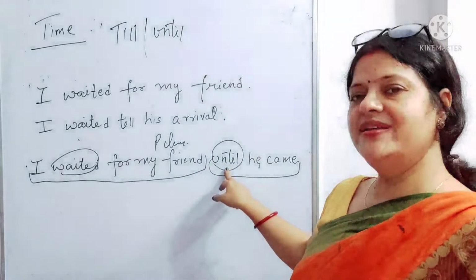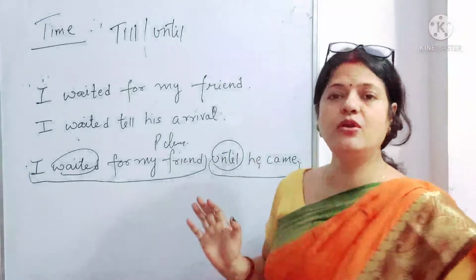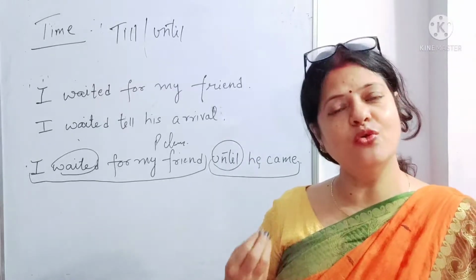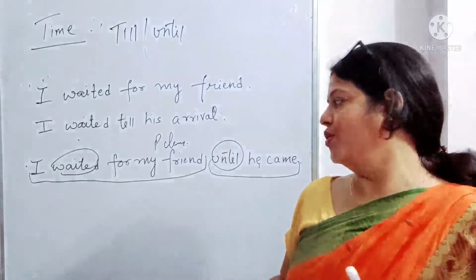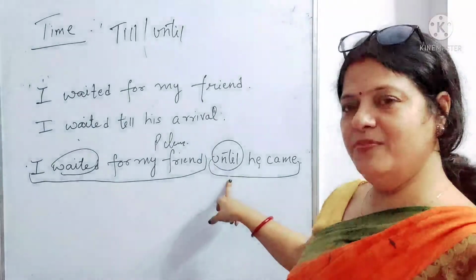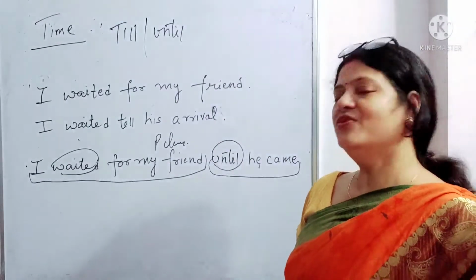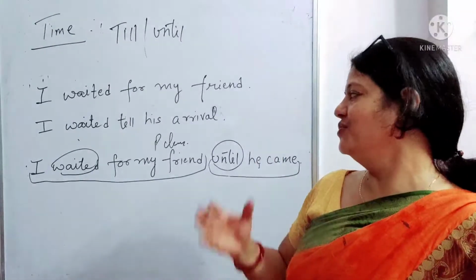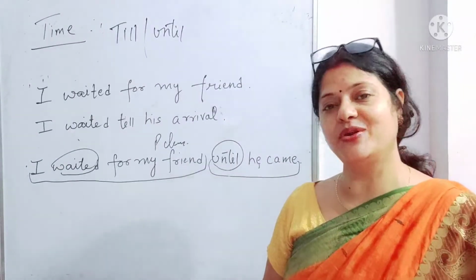So this is a subordinating clause totally depending on the principal clause for its meaning, because we know very well that a subordinating clause has no meaning of its own until it is added with the principal clause. So I waited for my friend until he came. So this is a subordinating adverb clause of time. Now let's move towards adverb clause of place. Let's see how we can use adverb clause of place to add two simple sentences to make one complex sentence.